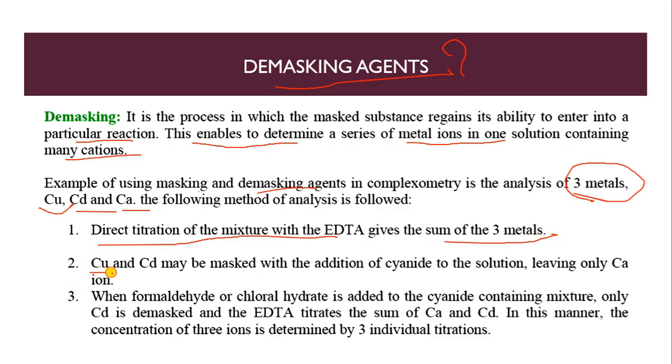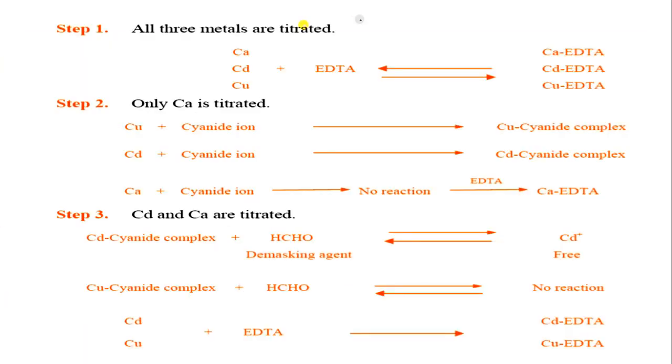First of all, copper and cadmium may be masked. So what can we find? We can find calcium with the addition of cyanide to the solution, leaving only calcium ion. So we can see this step. First of all, three metals, calcium, cadmium and copper, are titrated with EDTA. So after reacting, what will they produce? Calcium EDTA complex, cadmium EDTA complex as well as copper EDTA complex.